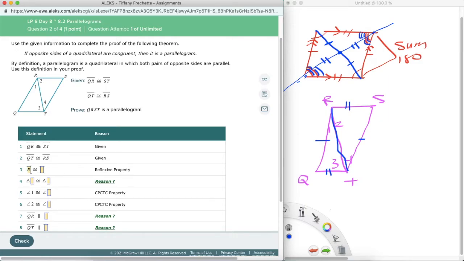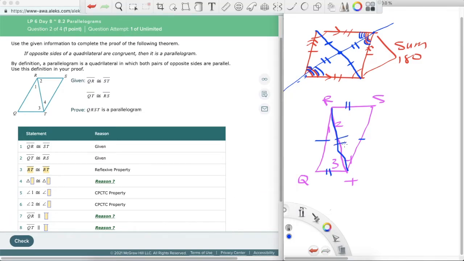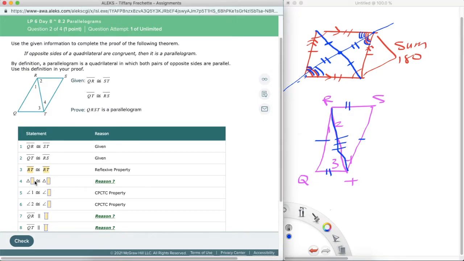So RT. I'm just showing RT is congruent to RT. So I have my third side there. Well, if I can prove that all three sides of one triangle are congruent to all three sides of another triangle, those triangles are congruent. So I can go RTQ. So I went RTQ, and I need to make sure that I'm going in the correct direction. So it's going to be TRS.